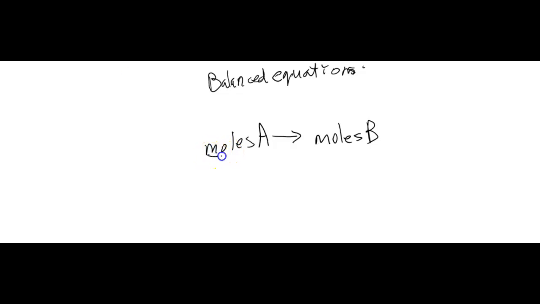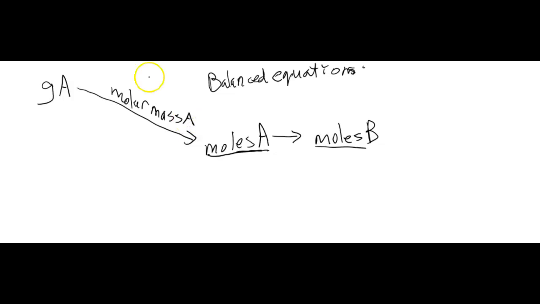Now, how we get to moles of A, or what we do with the moles of B, is where sometimes people get confused. So I wanted to organize some things around this. We can find the moles of A if we know the grams of A. We can go straight from grams of A to moles of A using the molar mass of A, which is from the periodic table.